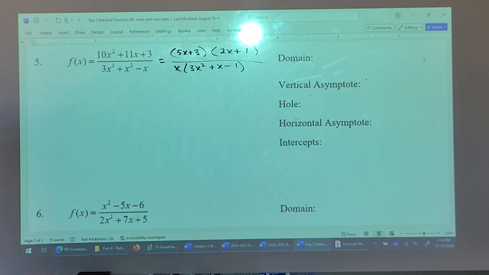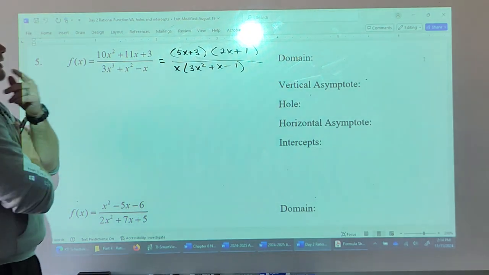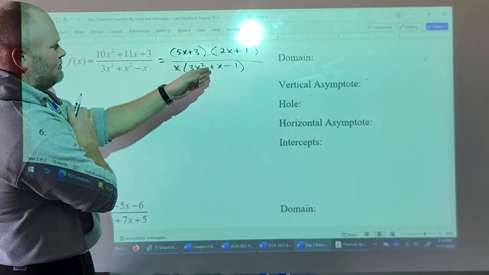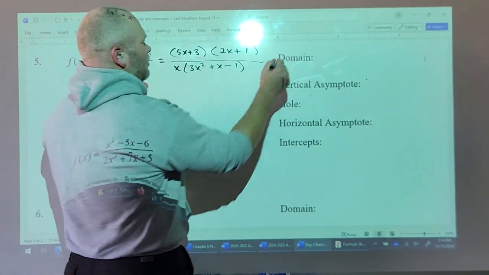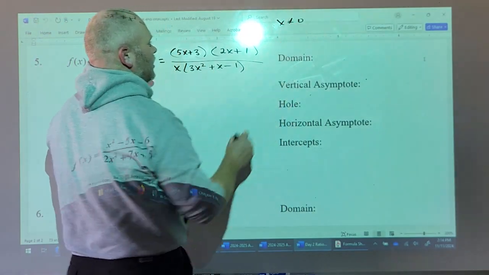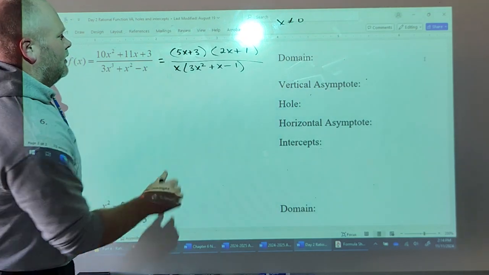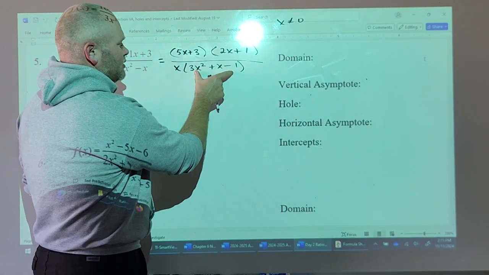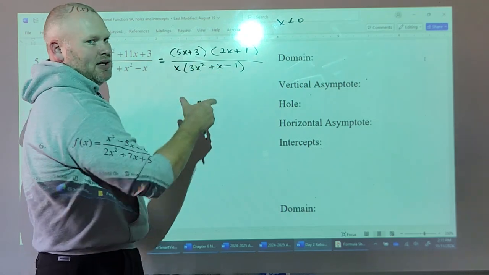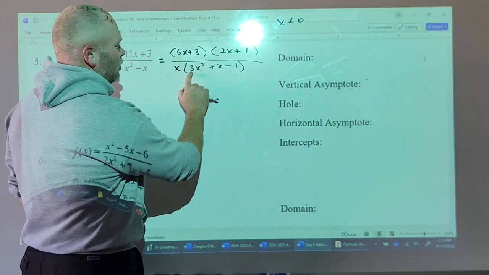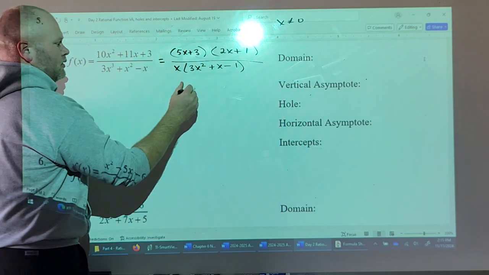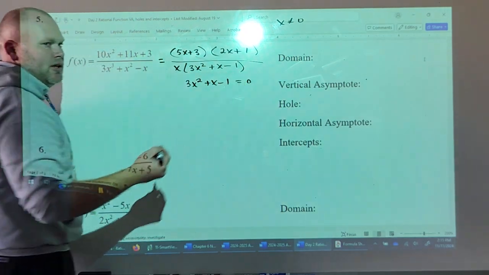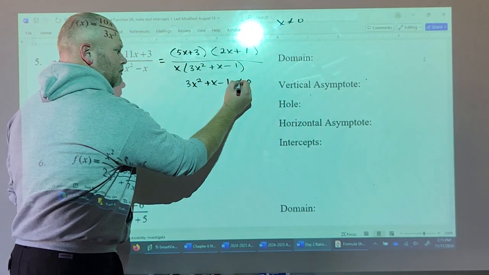So domain-wise, x down here can't be 0, because then you'd have 0 times that, making it all 0. So right away, x can't be 0. But we also need to figure out, okay, this can't be factored, but what values of x are going to make that parenthesis equal to 0? So we need to know when this quadratic, 3x squared plus x minus 1, is going to equal 0. Because it can't equal 0.